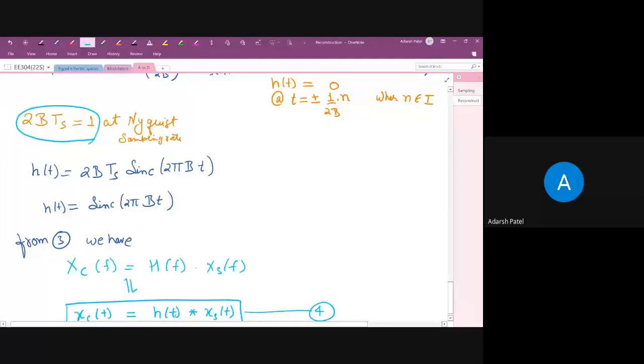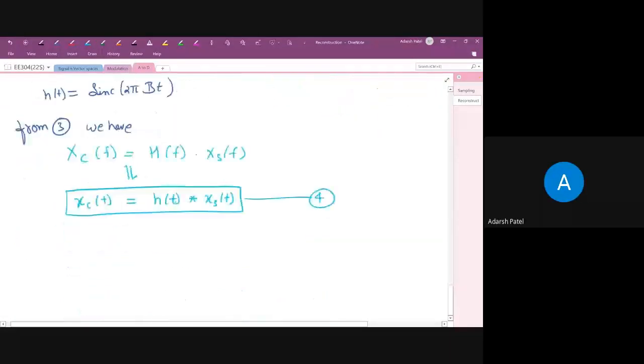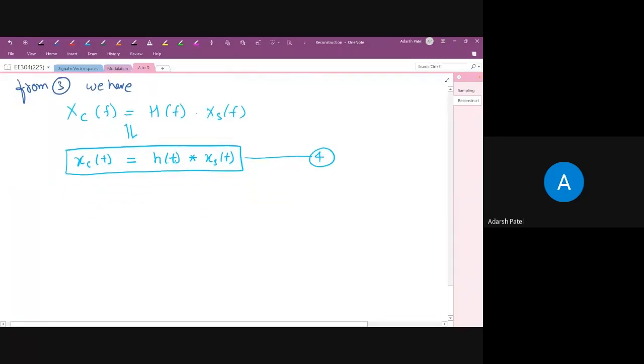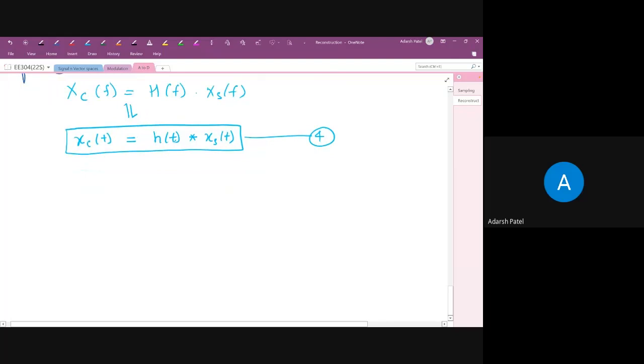So that will not affect anything. So then in that case, we get equation number 4. Are people able to follow this part? How do we get equation number 4? Everyone convinced on equation number 4? Yes, sir. Everyone convinced on equation number 4.